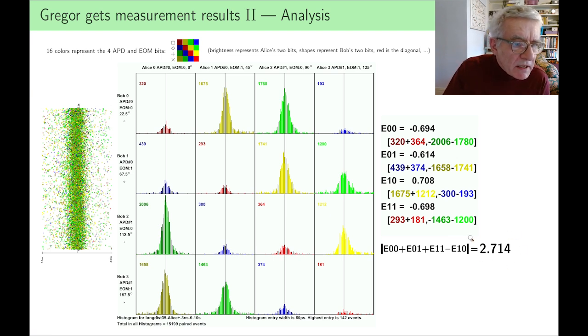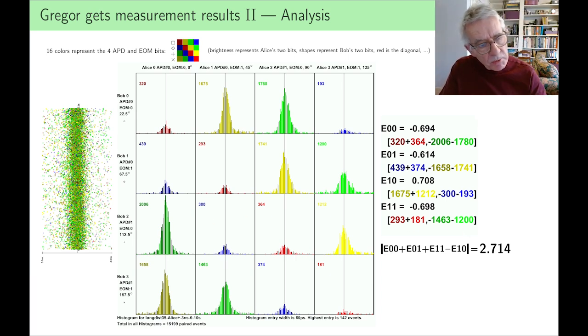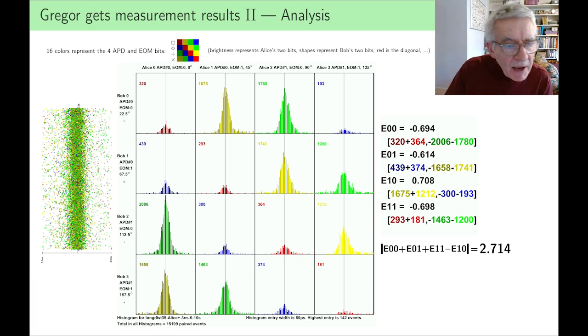So what we've done here is we've taken a completely classical set of data on a computer hard drive, and we have applied a completely classical algorithm, and we produced a number for which classical mechanics says this is not okay.